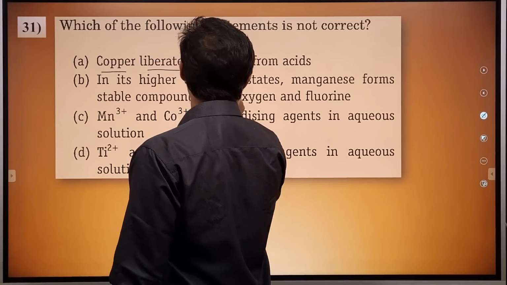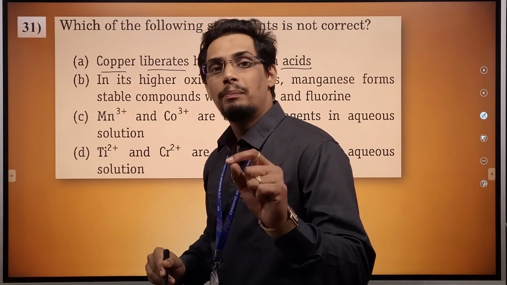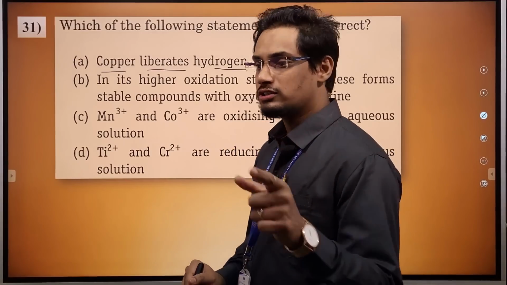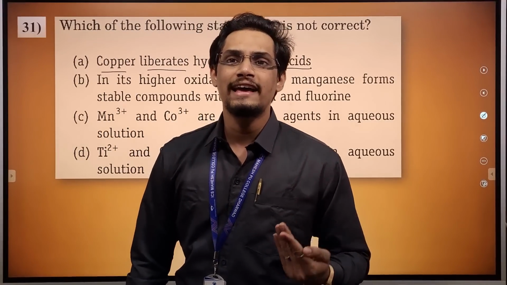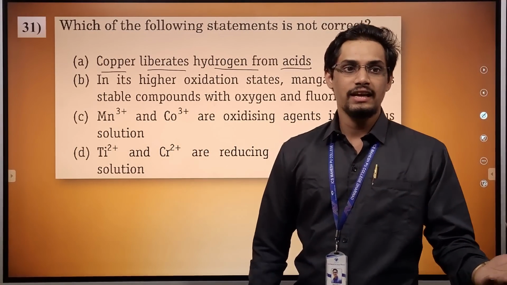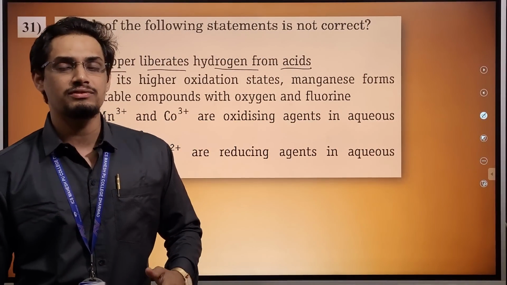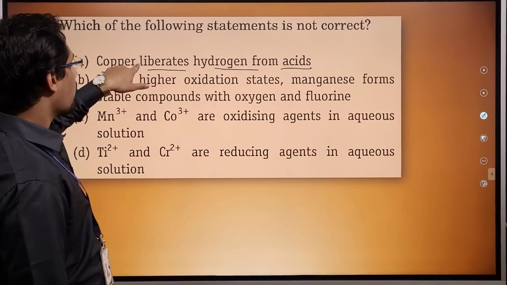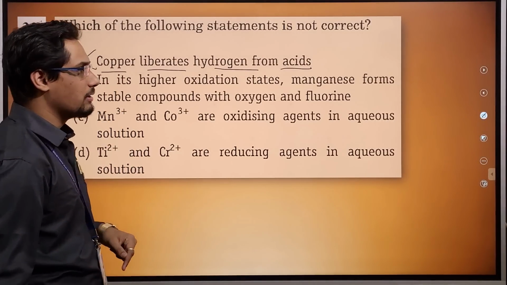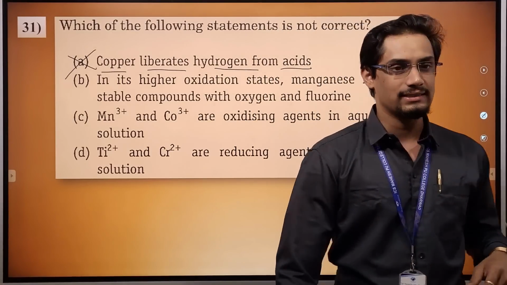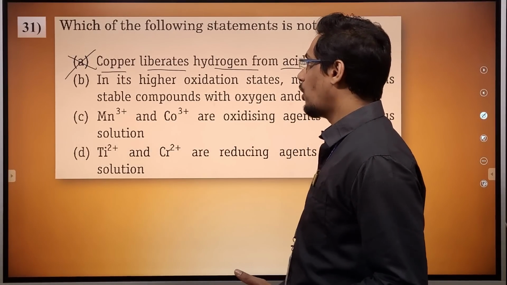Copper liberates hydrogen from its acids. We have learned from D and F block elements that copper is the only metal with positive reduction potential. If a metal has a positive reduction potential, it has very little tendency to react with acids. In other words, metals having negative reduction potential are active metals which readily react with acid to liberate hydrogen. But copper, having positive reduction potential, does not react with dilute acid to liberate hydrogen. So the first statement itself is wrong, and that's why the answer would be option A.